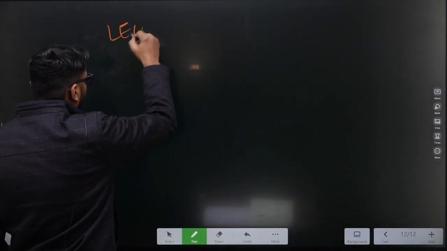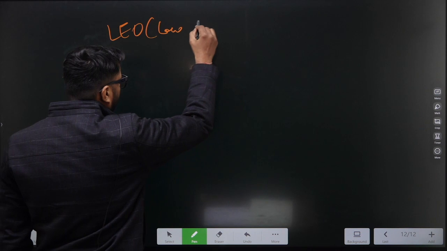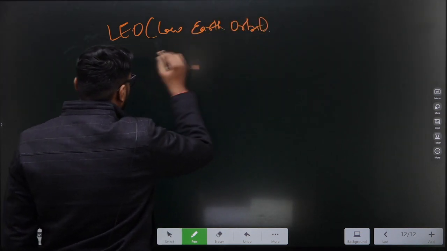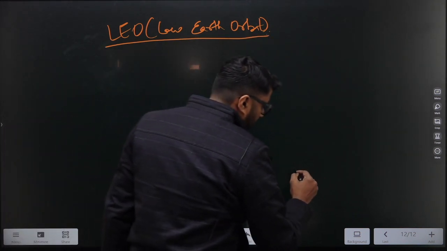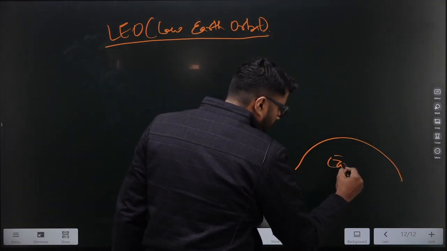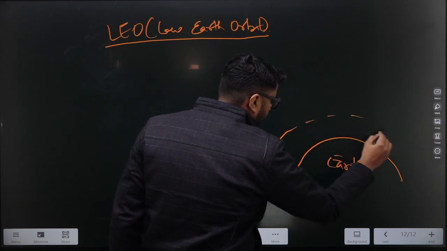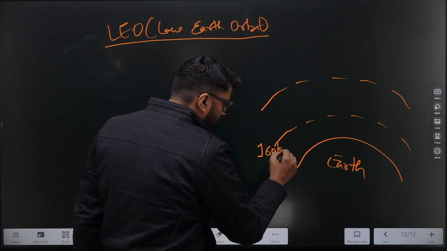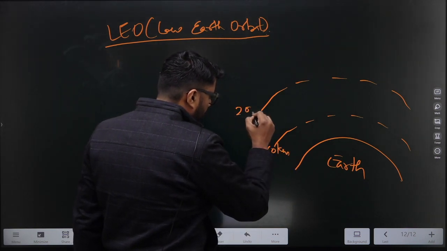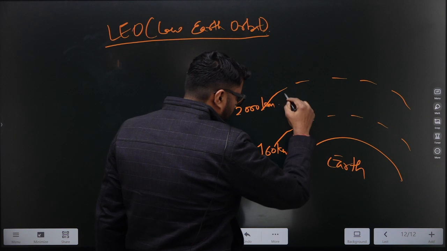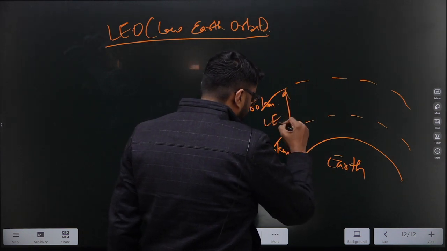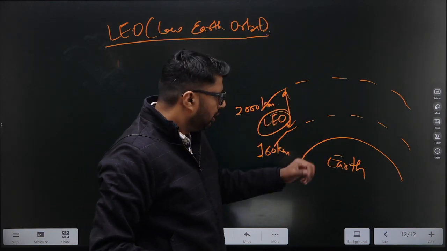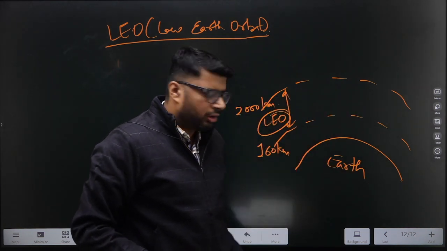low Earth orbit. Low Earth orbit means the orbit here is 160 kilometers to 2000 kilometers from the Earth. So this is called low Earth orbit. Here all the satellites are very near to the Earth, so they take more revolution times.